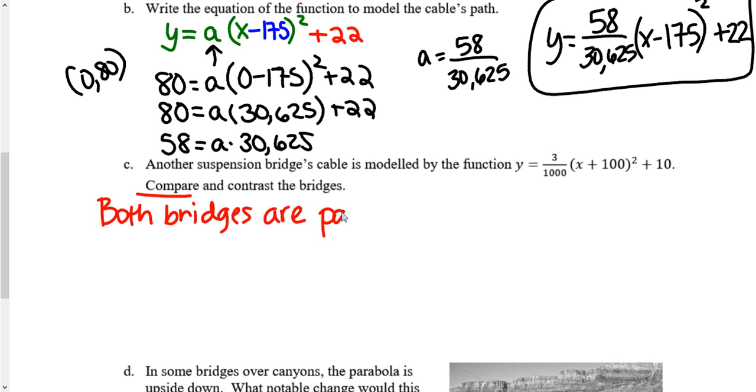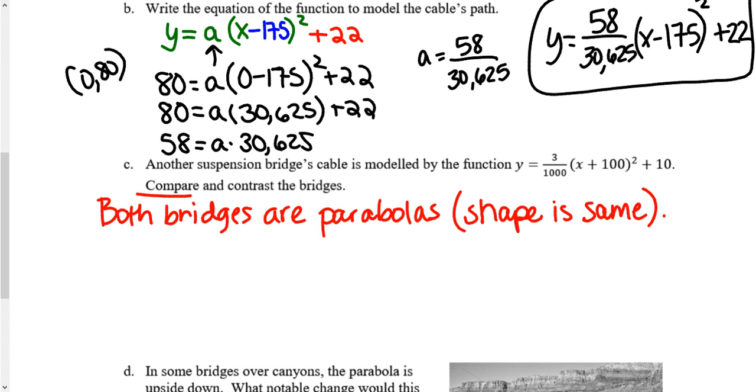Are parabolas or U-shapes. So I'm going to say the shape is the same. Okay, so that's comparing them. That's really sort of the only thing they have in common, except that for both of them, the suspension goes up. I could also say that as well. Let's contrast them. What do they have that's different?